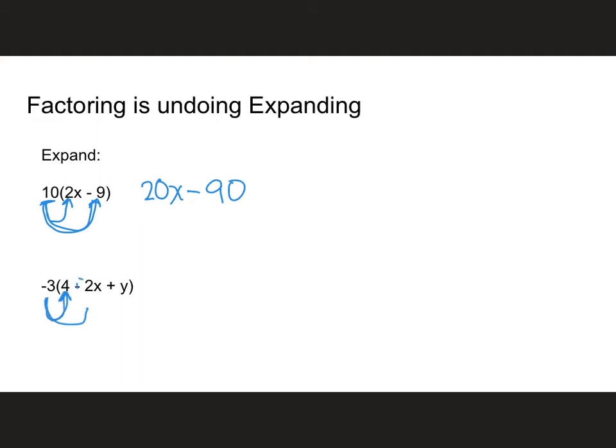So negative 3 times 4, negative 3 times negative 2x, and negative 3 times the invisible 1y. So I would multiply each of those terms. Negative 3 times 4 is negative 12, plus negative 3 times that coefficient of negative 2 is 6x, plus negative 3 times the invisible 1 is negative 3y. So I would have negative 12 plus 6x minus 3y.